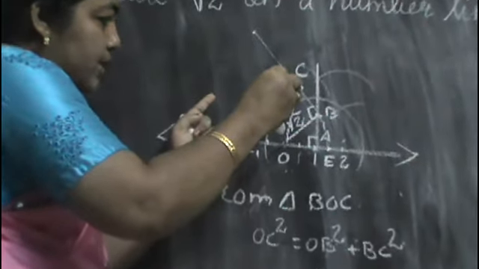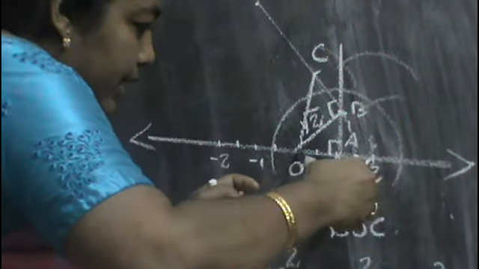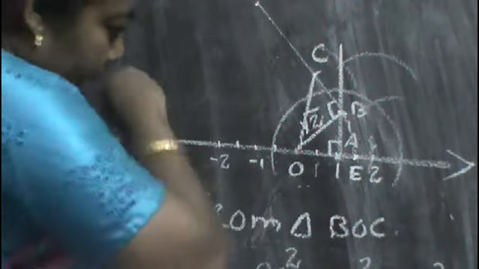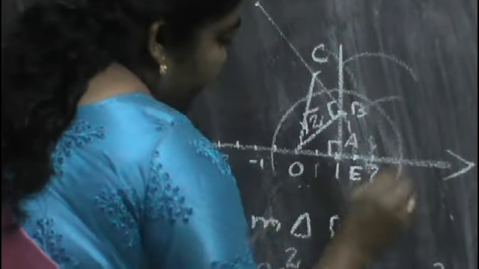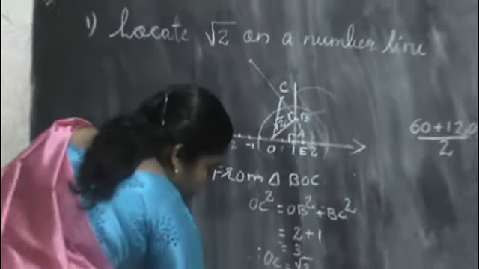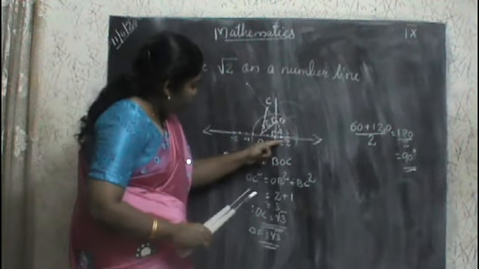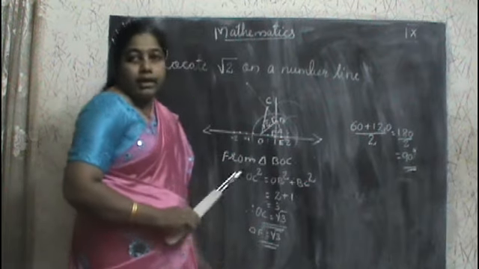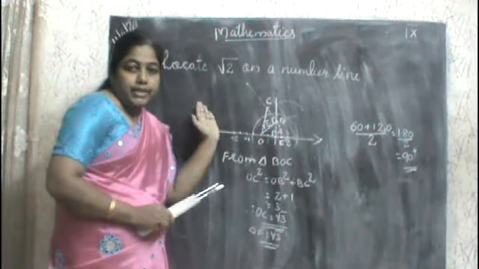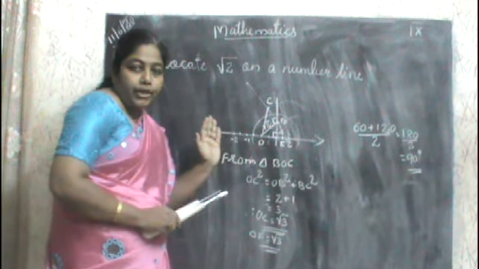Take that OC on the compass and mark like this here. And mark that point as F. Then we can write OF is equal to root 3 on the number line. All of you draw root 2 and the representation of root 3 very nicely and perfectly in your notebook.